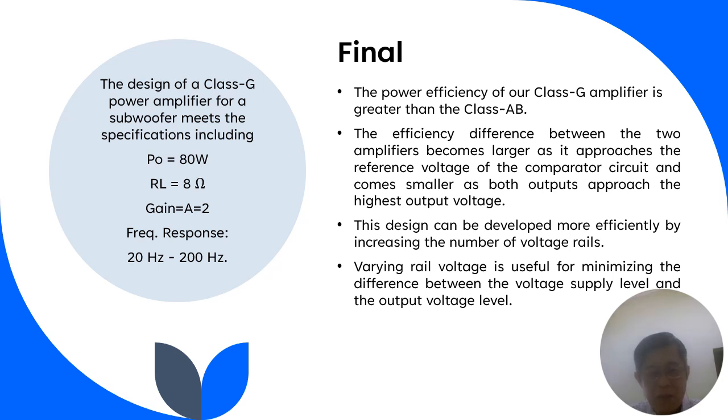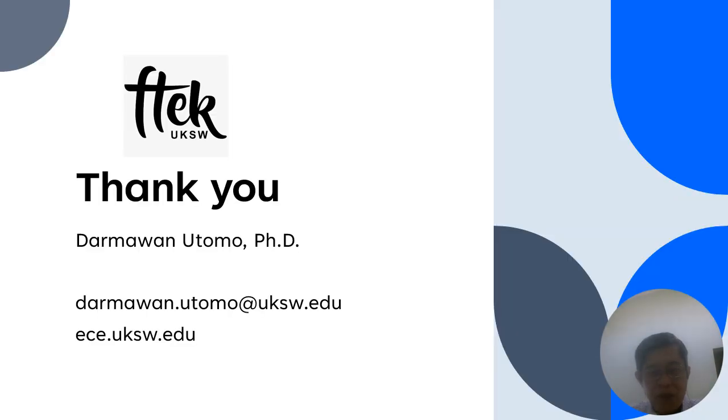This design can be made more efficient by increasing the number of voltage rails. Also, varying the rail voltage is useful for minimizing the difference between the voltage supply level and the output voltage level. This concludes our presentation.